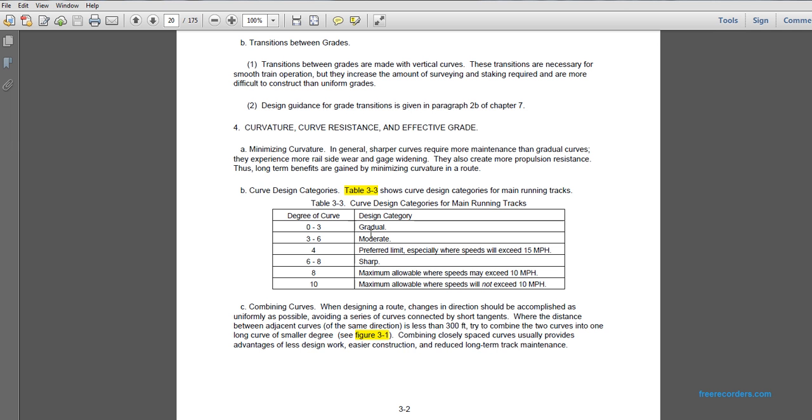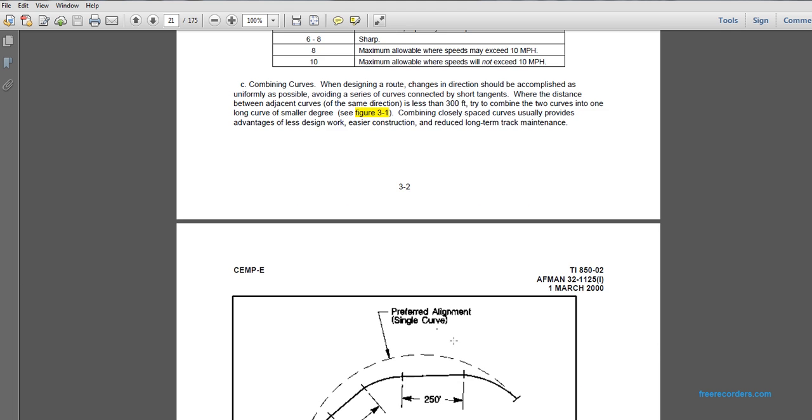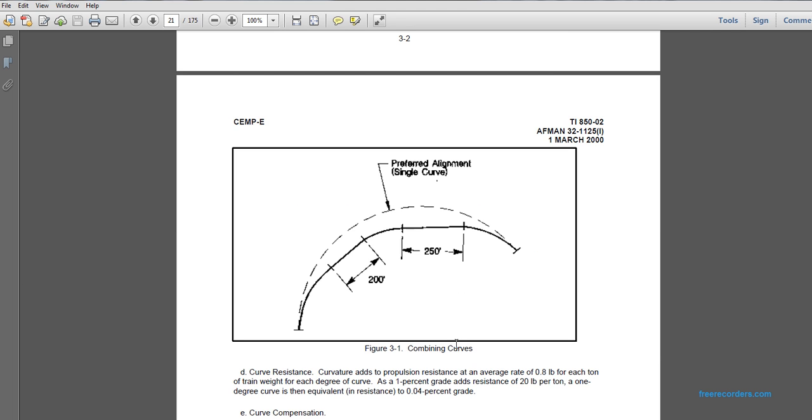Combining closely spaced curves usually provides an advantage: less design work, less construction, or reduced long-term track maintenance. A preferred alignment is a single curve instead of using two curves. The curve resistance is the resistance the curve adds to the propulsion resistance, at the average rate of 0.8 pounds for each ton of train weight and at each degree of the curve.